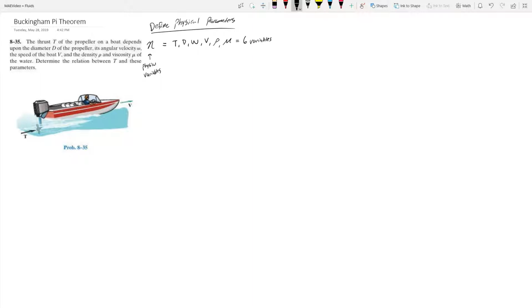Okay, we're also going to want to define m, and this is going to be the number of primary dimensions. So recall, primary dimensions are mass, length, time, and temperature. In our case here, these 6 variables, all of them combined, form a mass term, length, and time. So now we have 3 primary dimensions.